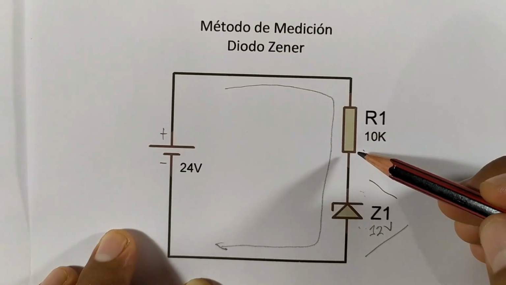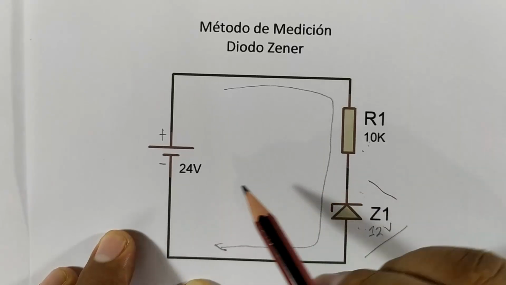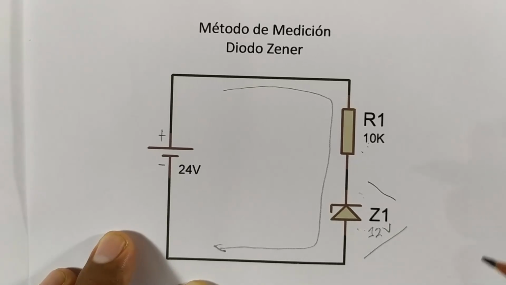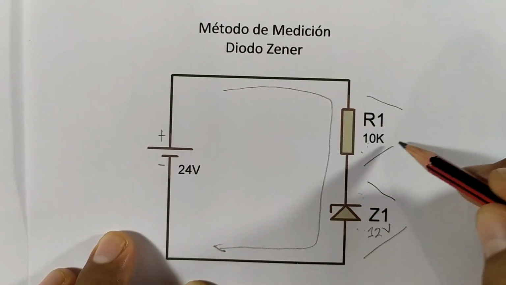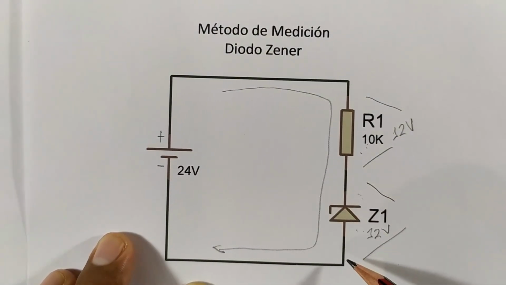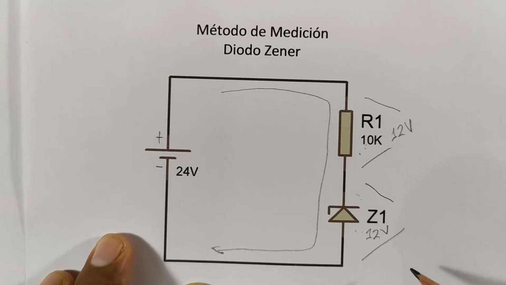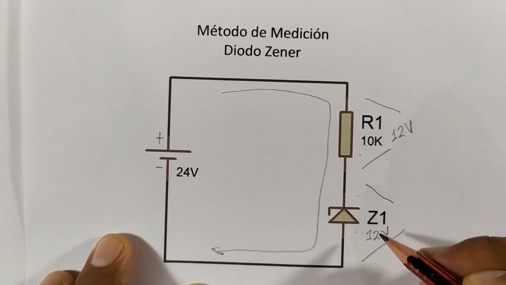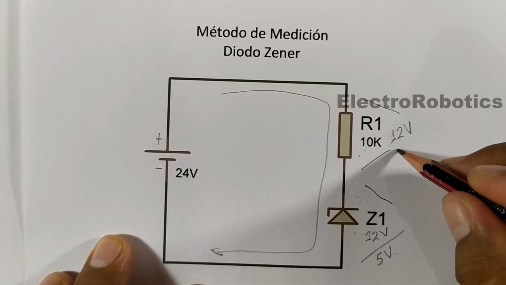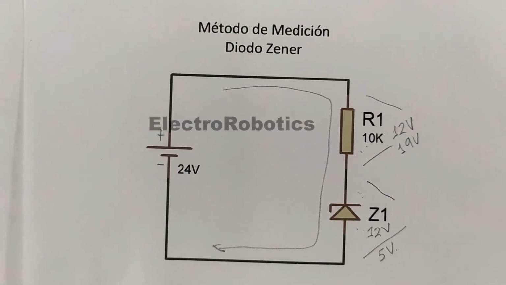By having a series resistance of 10 kilo ohms, the current will be in milliamps. Therefore, 12 volts would fall on the Zener, which would allow it to conduct in reverse. 12 volts will fall on the resistor since this is a series circuit. 12 and 12 gives us 24 volts, so it is distributed in this way. However, if you had a 5-volt Zener, here there would be 5 volts, and here there would be 19 volts. Now, to do the calculations and all that, we will see it later.